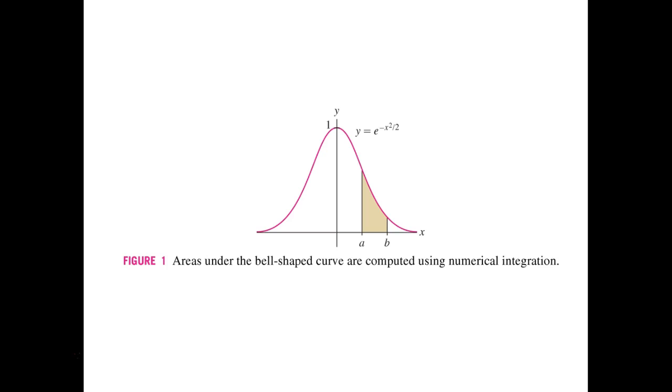And this is what we mean by numerical integration. The areas under this bell-shaped curve are computed using numerical integration. Okay? And this is a bell-shaped curve. It's not the normal, well, it's related to the normal distribution. But by itself, impossible, I think, to integrate analytically. So that's what this section is going to be dealing with. How do you do numerical integration, especially when you can't integrate analytically? How do you approximate that with the numerical?